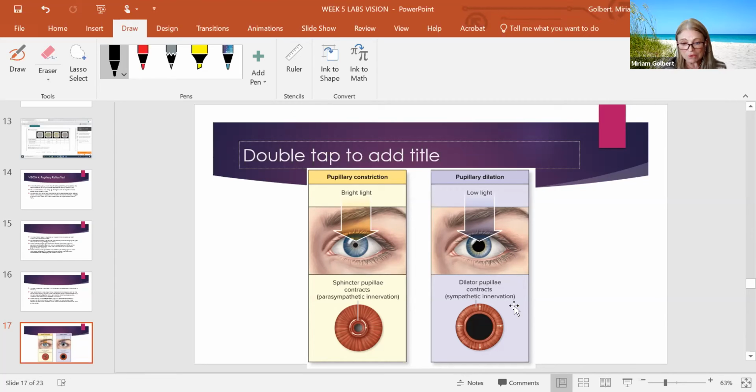And remember, how do we remember which one is sympathetic or parasympathetic? Always know that in the sympathetic, the flight or fight makes you very apt to seeing everything you can. So you need more light or the most light that you can get inside to form the image on the retina.